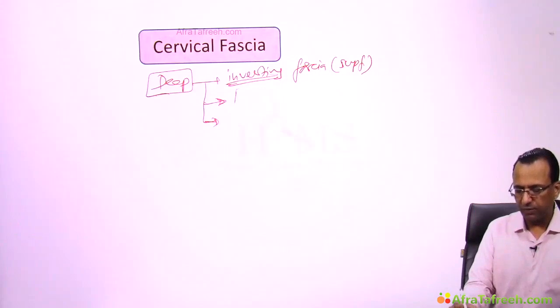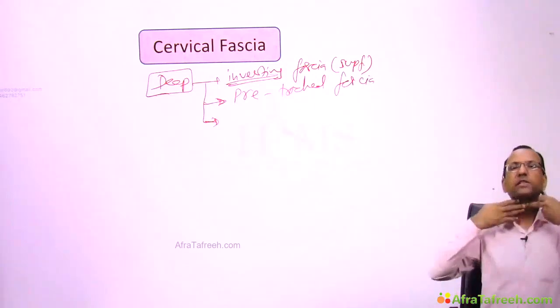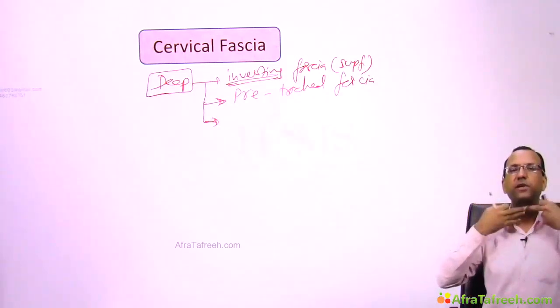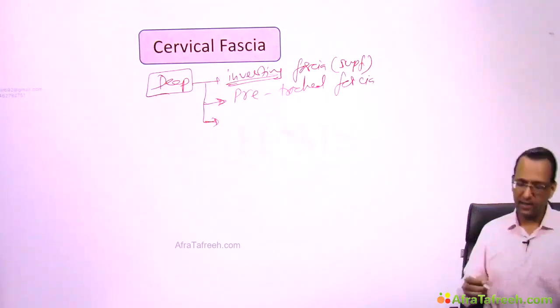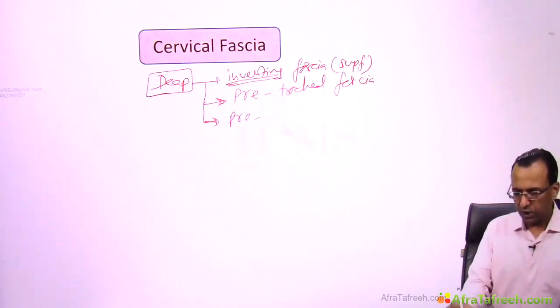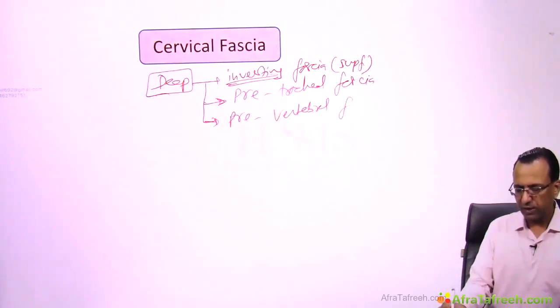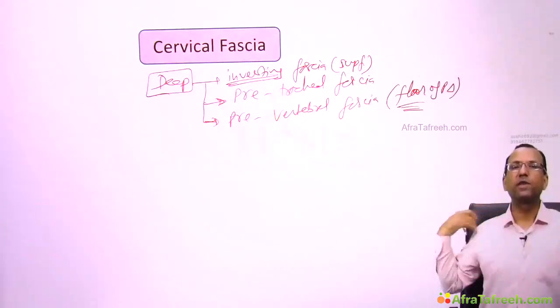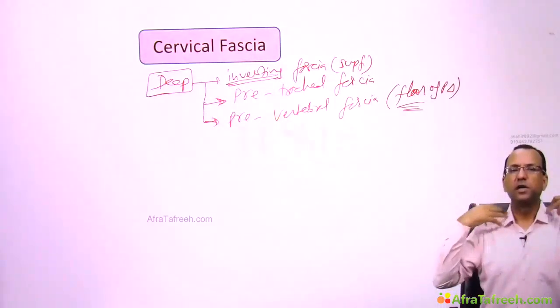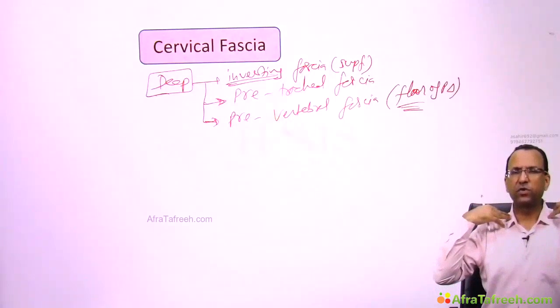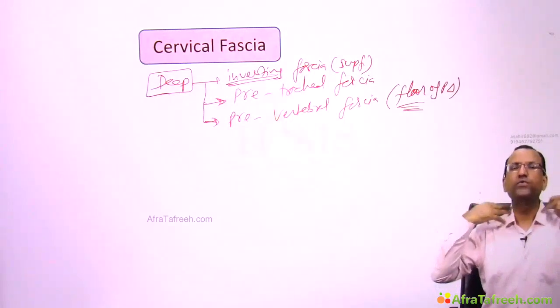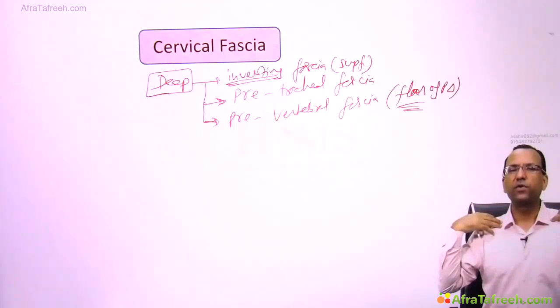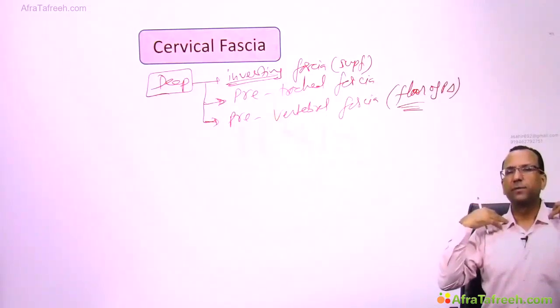There is one in front of the trachea, so you will say pretracheal fascia. So if I remove the investing fascia, in front of the trachea there is the pretracheal fascia, and then there is the prevertebral fascia, which was at the floor of the posterior triangle. You mean to say removing the investing fascia, I will see the prevertebral fascia at the floor of the posterior triangle? Yes, the roof is investing fascia and the floor is the prevertebral fascia.